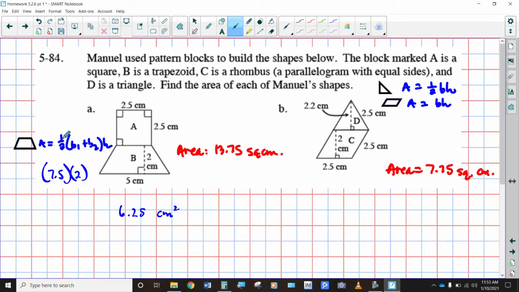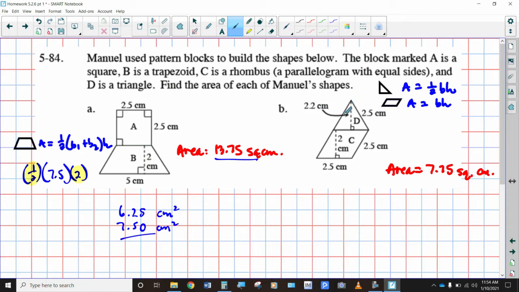And the formula says take 1/2 of the sum of these times the height. So what I'm going to do is use the commutative property, and I'm going to take 1/2 of 2, which is 1, which means that our area of this trapezoid has to be 7.5 square centimeters. Add those together, that's how you get your 13.75 square centimeters.